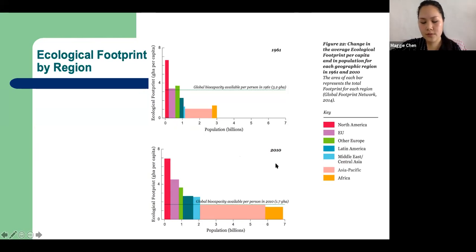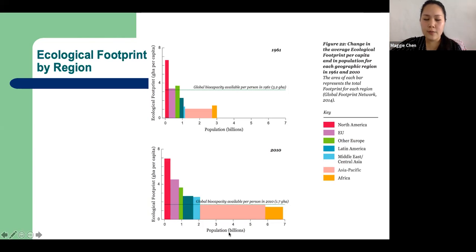And now if we jump to 2010, at that point we were still under 7 billion people, but our global biocapacity is now a lot lower. So in 1961, we had 3.2 global hectares. That's the ecological footprint that we can support at that point per person. But now it's at 1.7 global hectares because we have a lot more people. And with more people, each person also uses more resources.